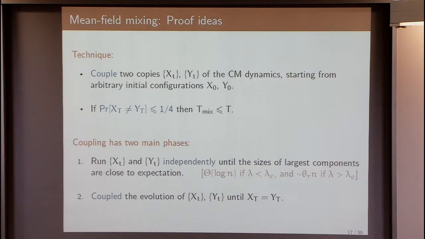So our coupling will have two main phases. In the first phase, we will run the chains independently until the size of the largest component in each chain has roughly the right size. And in the second phase, we're going to couple the evolution, but now starting from two configurations that have the right largest component size.